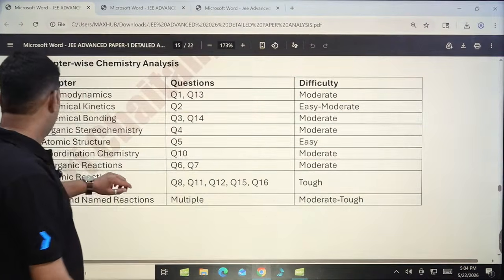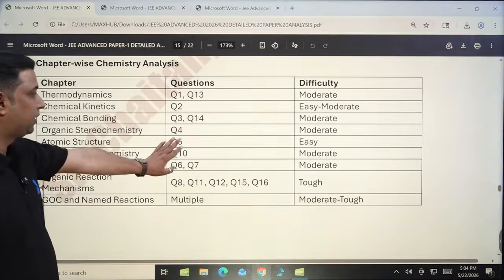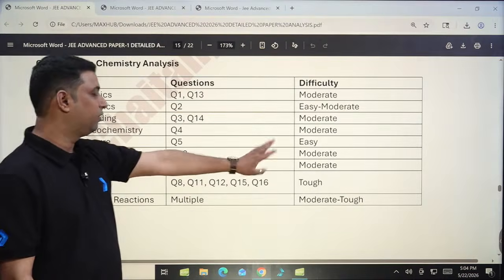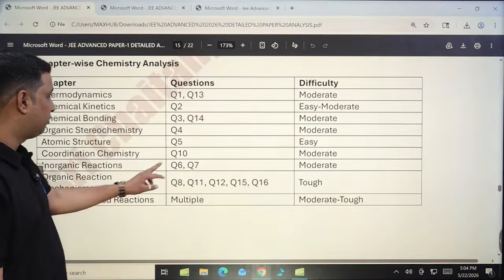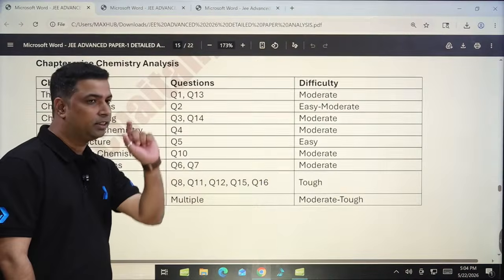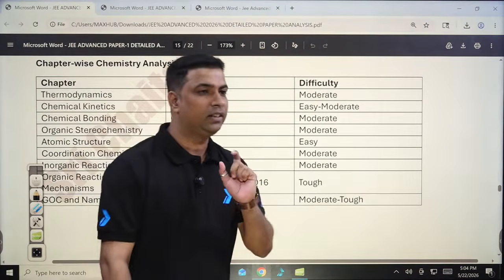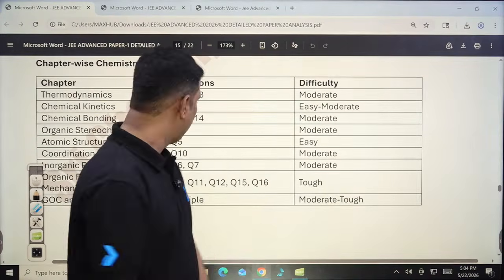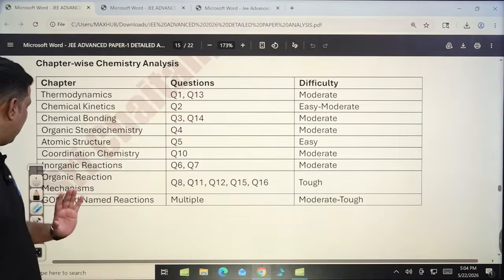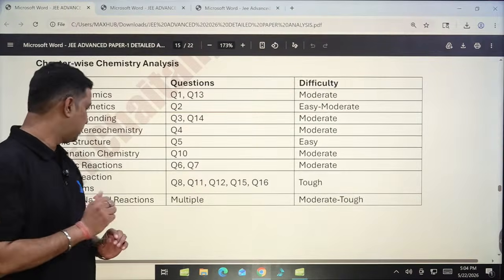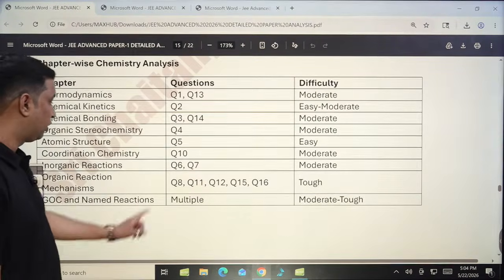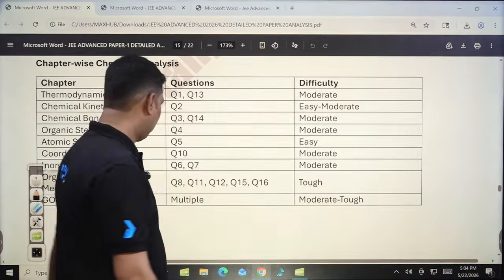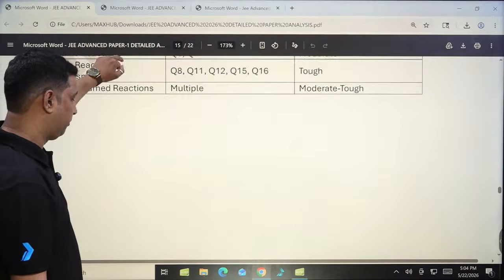In atomic structure, question number 5 was easy. Coordination chemistry, question number 10 was moderate. Inorganic, questions 6 and 7 were moderate. The reactions were directly asked from the NCERT. All the reactions asked from inorganic chemistry were directly taken from the NCERT. So the paper was again NCERT based, but tricky. Organic reactions and mechanism, questions 8, 11, 12, 15 and 16, were on the tougher side. So overall, the paper was moderate to tough, we can say.